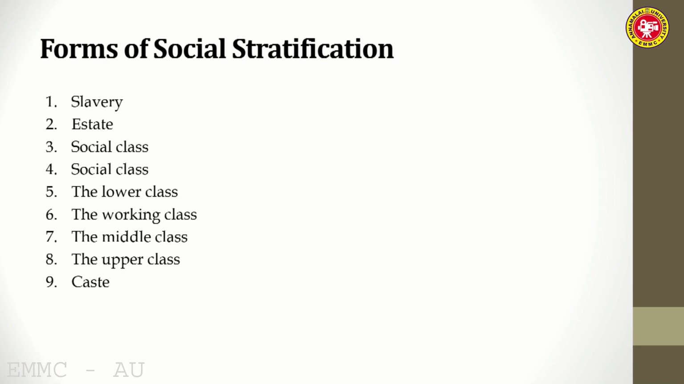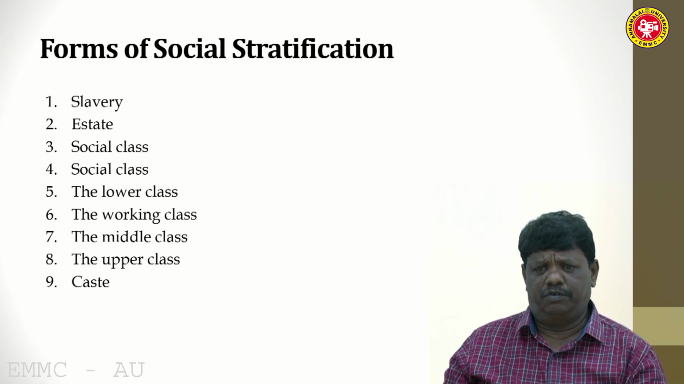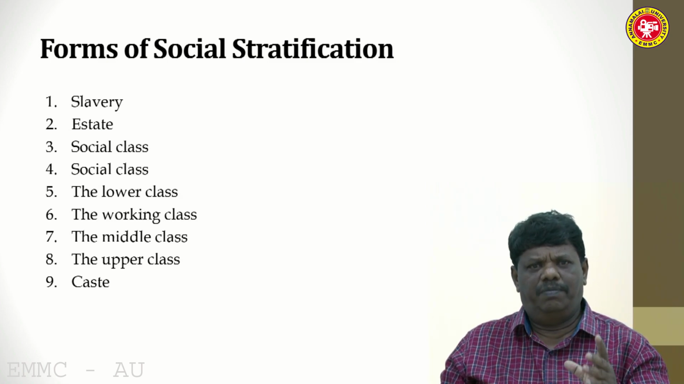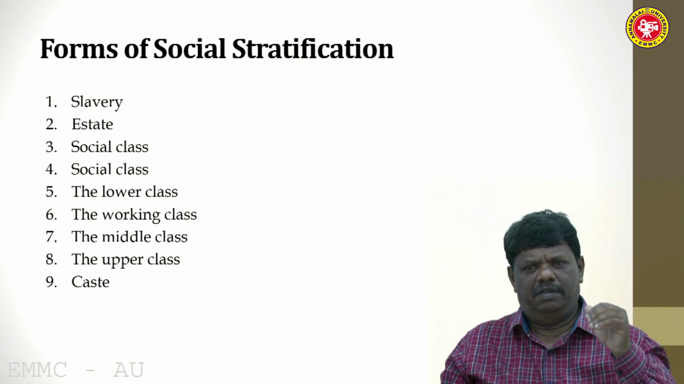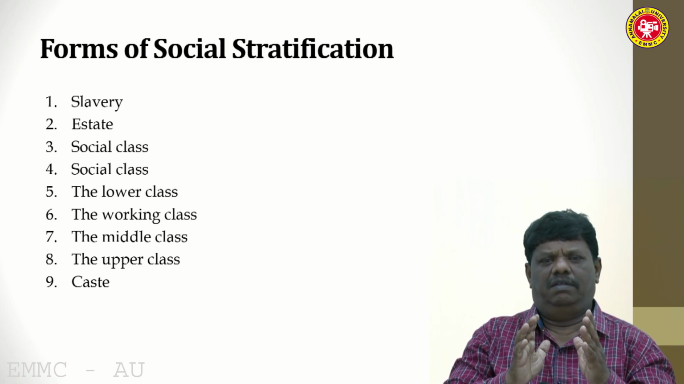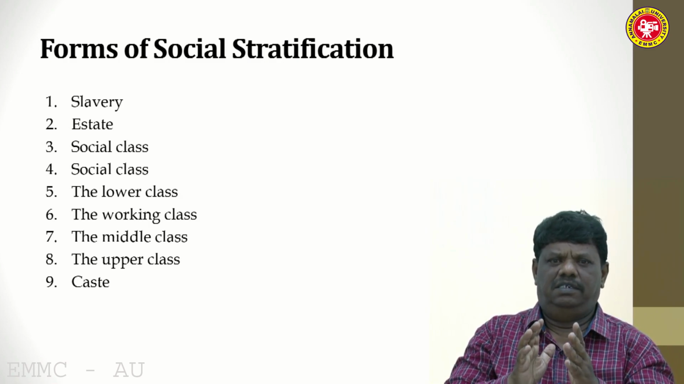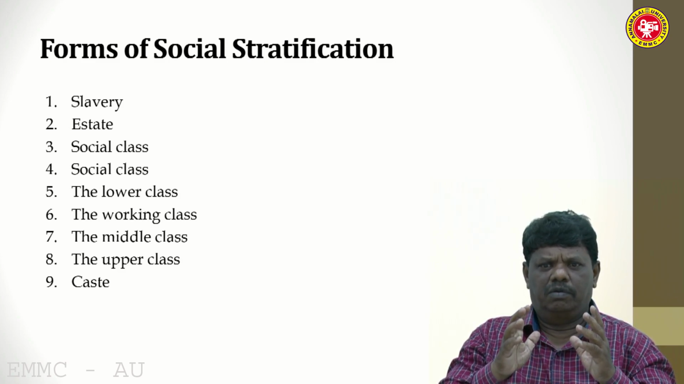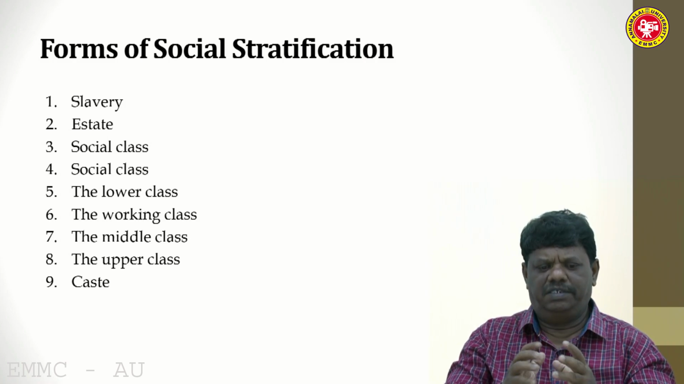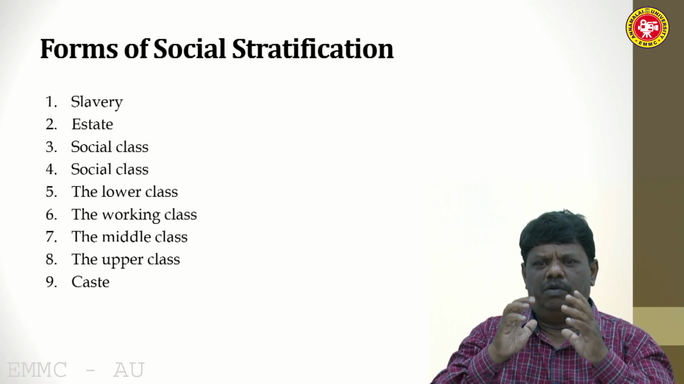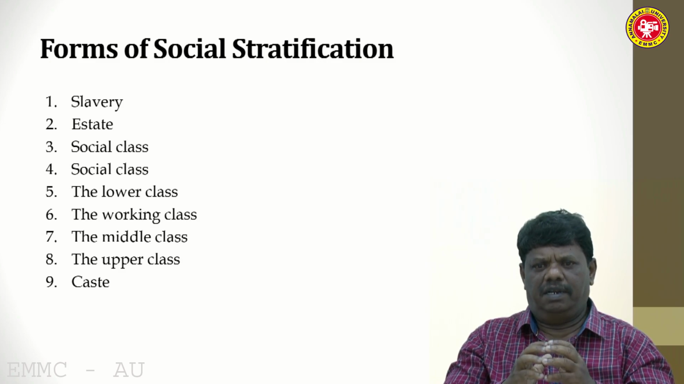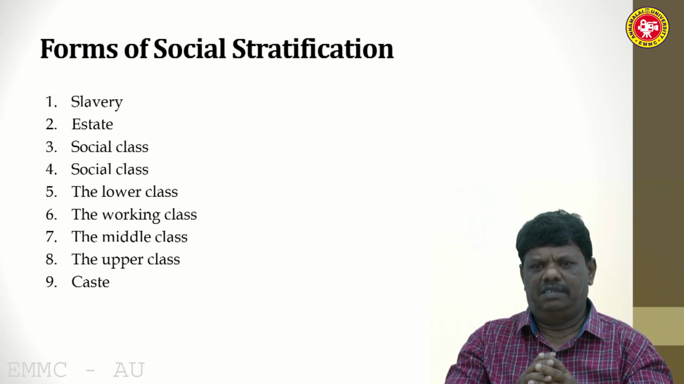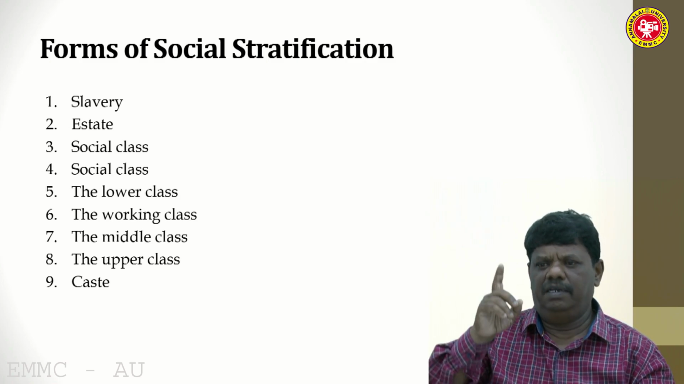The next one is forms of social stratification. The forms of social stratification consist of different areas. One is slavery, two estate, number three social class, number four the lower class, number five the working class, then middle class, the upper class and caste.